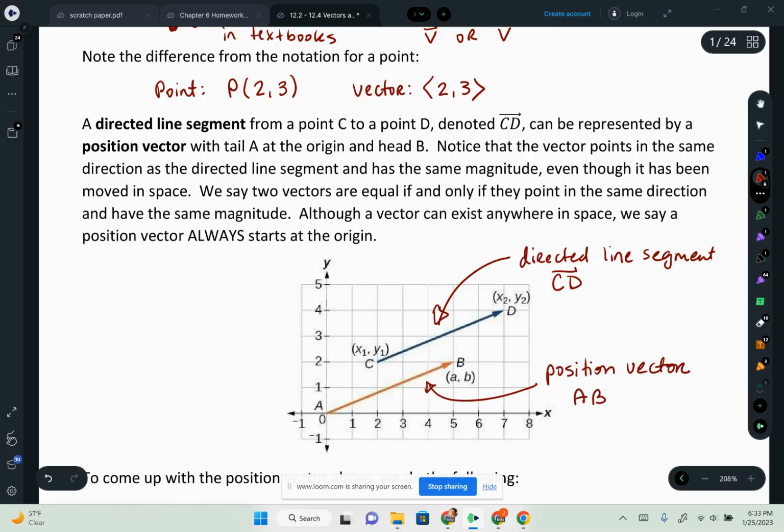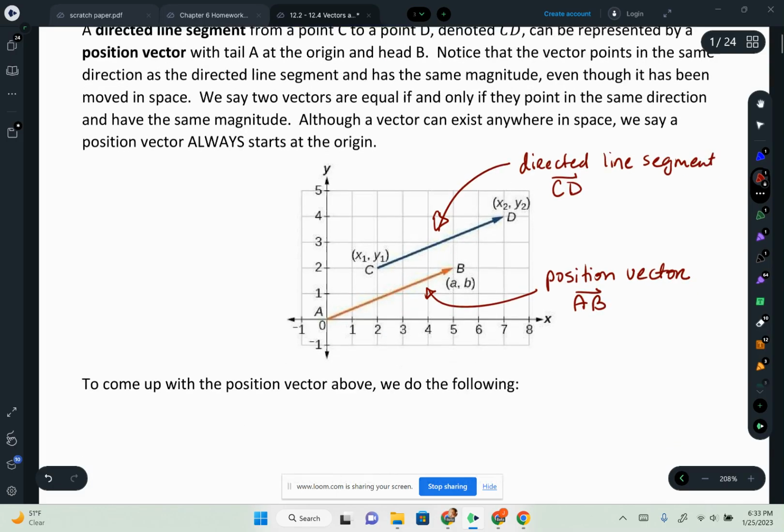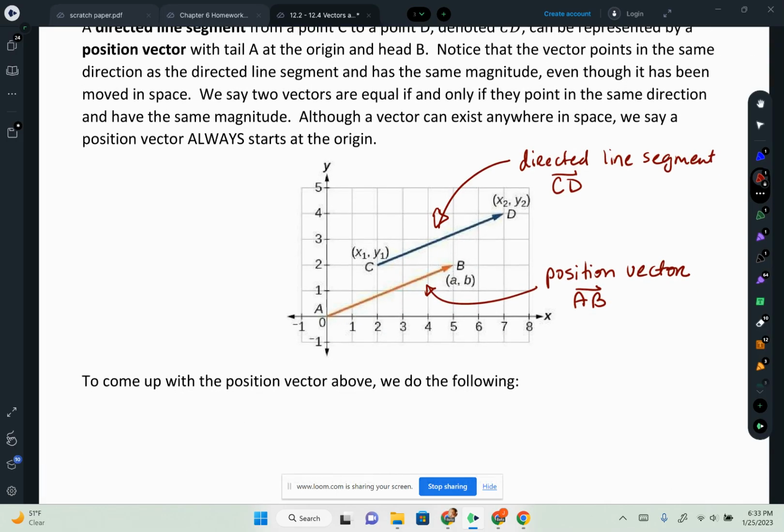And it is called AB. Now, CD and AB, believe it or not, are the exact same thing. Notice that they are pointing in the same direction and they have the same length. Might not be totally obvious that they have the same length, but I promise you they have the same length. So we have this concept here that CD is equal to AB.